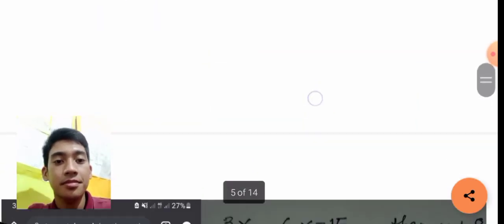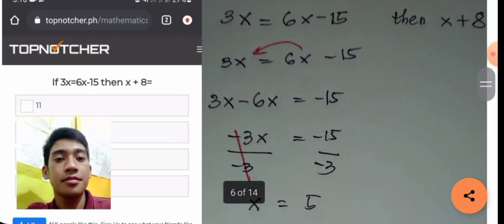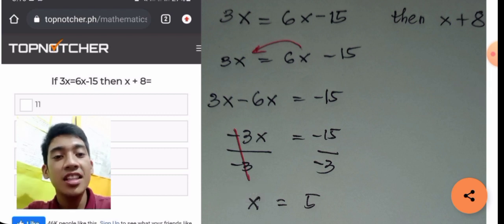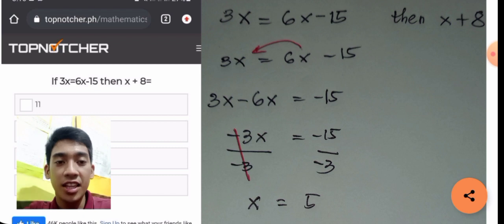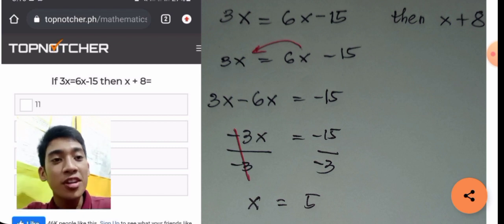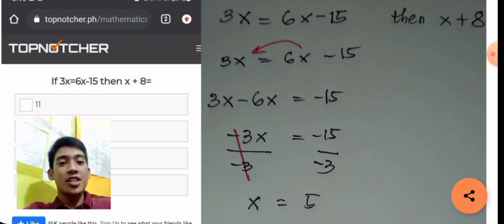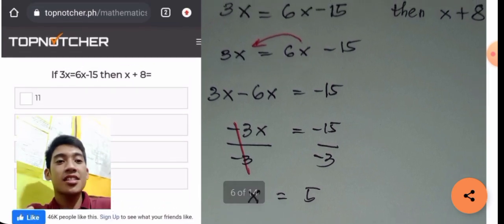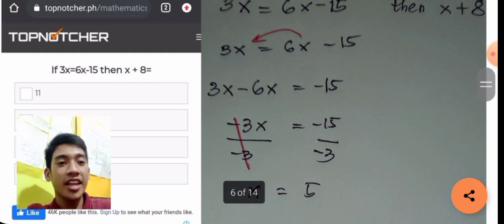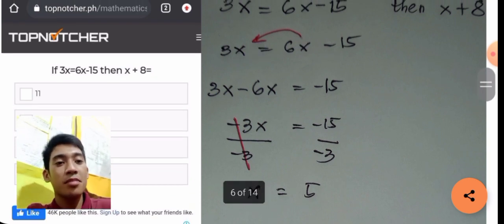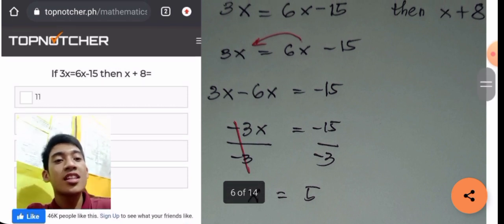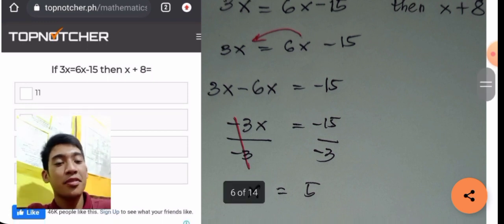Next, if 3x equals 6x minus 15, then x plus 8 equals. First, we need to solve for the value of x. Transpose your 6x together with 3x. From positive, it becomes negative 6x. So 3x minus 6x, leaving your negative 15.